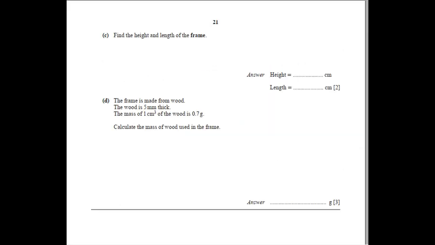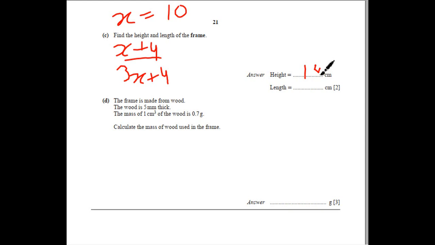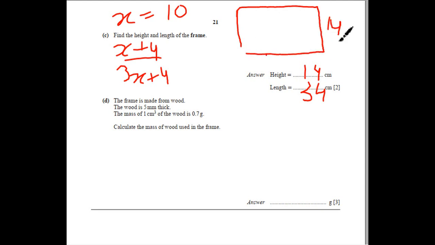Part C, find the height and the length of the frame. So the value of x that we'll use is 10, because the negative one can't be used as the length cannot be negative. One length was x plus 4 and the other length was 3x plus 4. So the height will be 10 plus 4, which is 14, and the length was 3x plus 4, so that is 34. So this is what the rectangle looks like. This is 14 and this is 34.